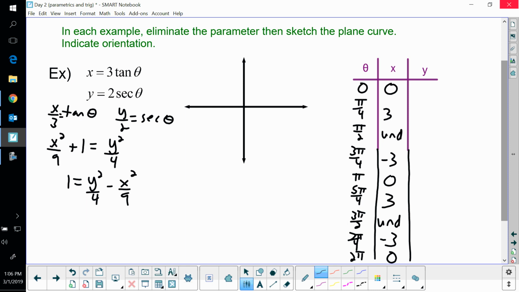For the y's, we had the secant. So cos of 0 is 1. Its reciprocal is 1. 1 times 2 is 2. And we'll go through, we'll do the nice ones again. Cos of pi over 2 is 0. Reciprocal of 0 would give us an undefined. Then we'll have a negative 2, then an undefined, and then back to 2. And then for our multiples of 45, cos is 1 over square root of 2. Its reciprocal is square root of 2. Times the 2 gives us 2 square root of 2. We're positive in the first, negative in the second, negative in the third, positive in the fourth.